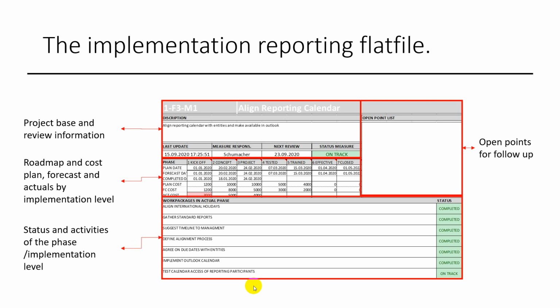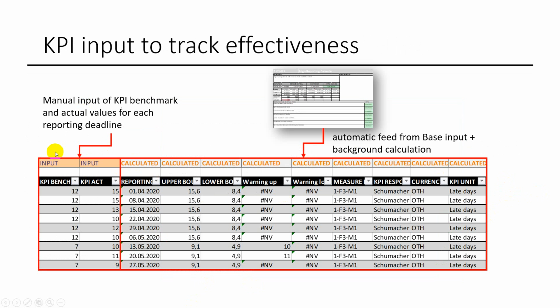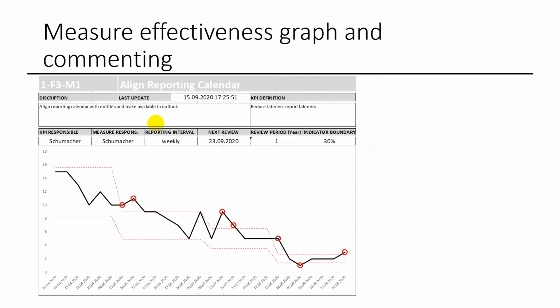What happens next to the first two boxes we've been reviewing, the project base information and the roadmap and the cost information? Well, in the background, there is a functionality that translates that information into a table, and that table will be automatically shifted or consolidated by the consolidation tool. So no activity or no actions needed from your side. That works automatically. Something that also works automatically upon entry of data is the measure effectiveness graph.